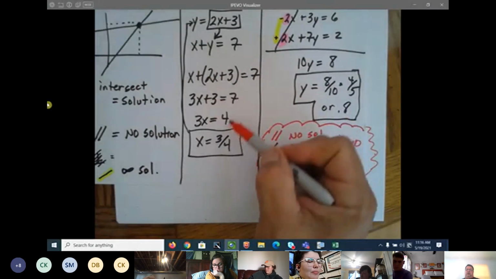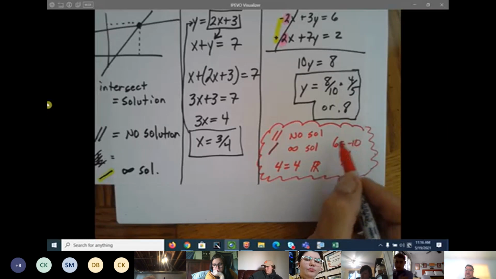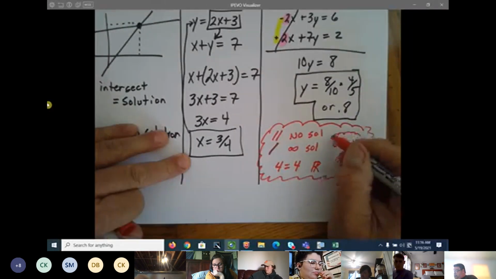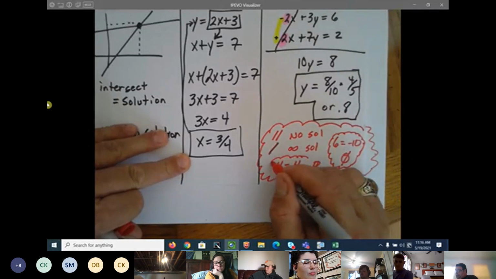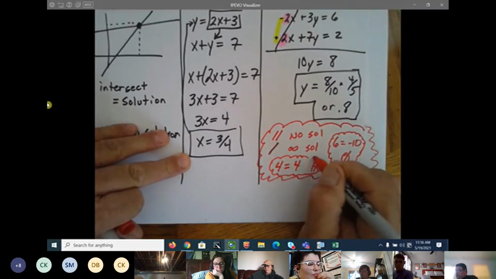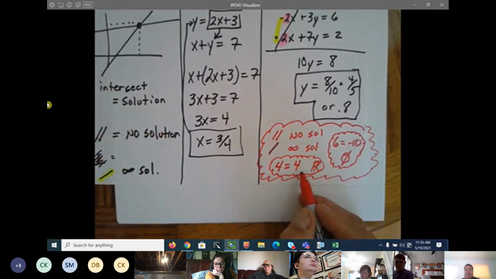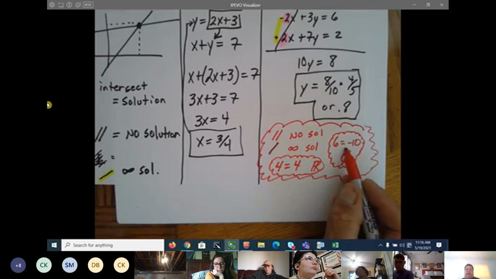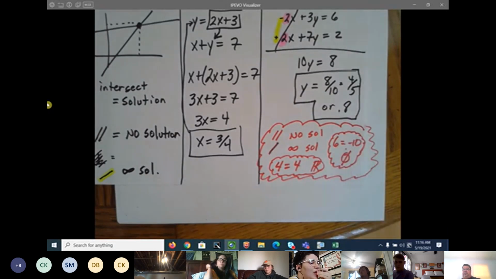If I did it here or here, I would get something like this. This is called contradiction. This is called identity. If you get a true statement in algebra, it's going to be all real numbers. If you get a false statement, it's going to be no solution. Does everybody understand that? I hope you do.